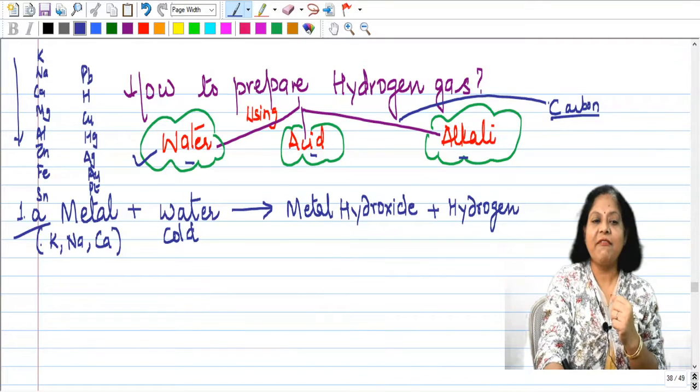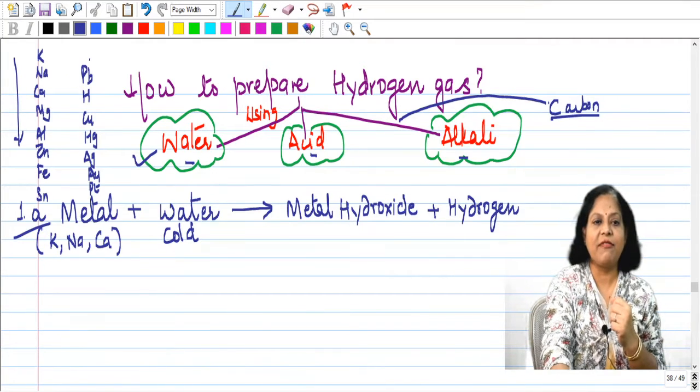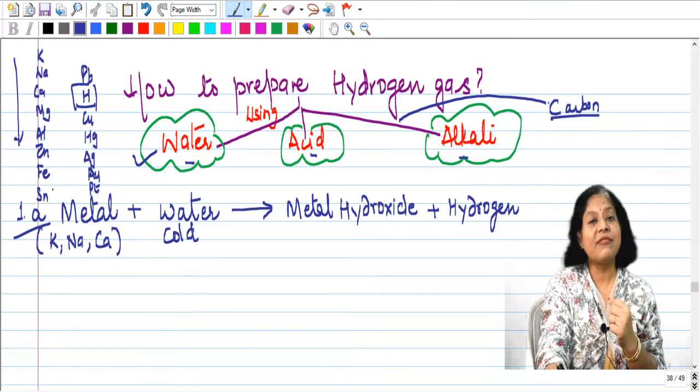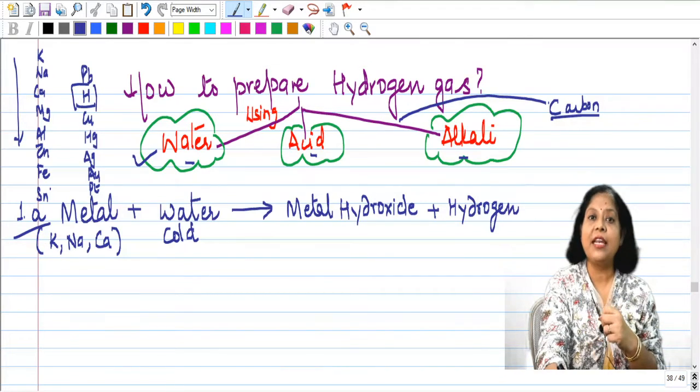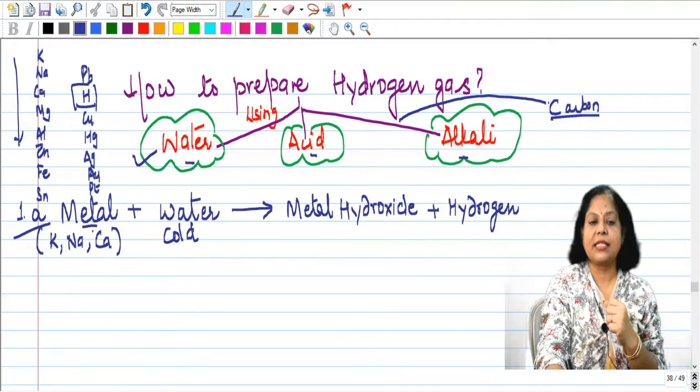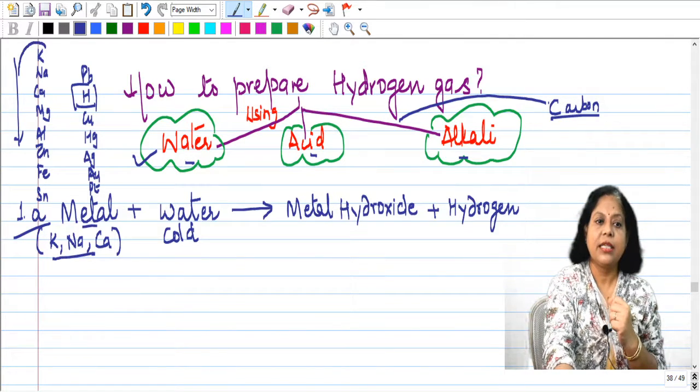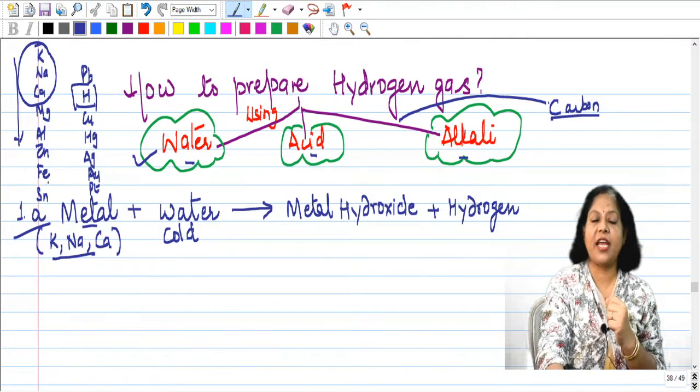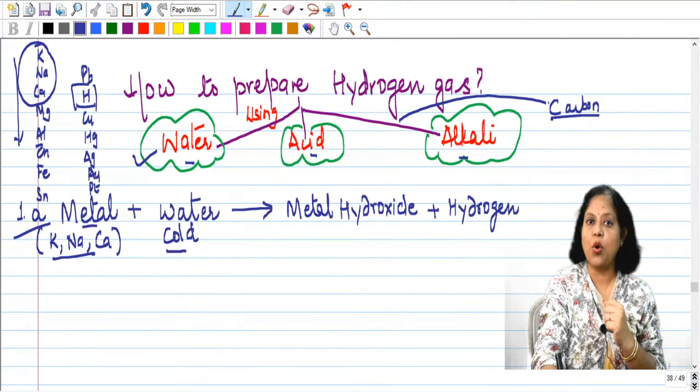Now if we take this metal activity series, you will find these are the elements which are lying above hydrogen. So metals which lie above hydrogen can displace hydrogen, right? If we take metals which are very active like sodium, potassium, calcium, these are the very active metals. For these we just require cold water.